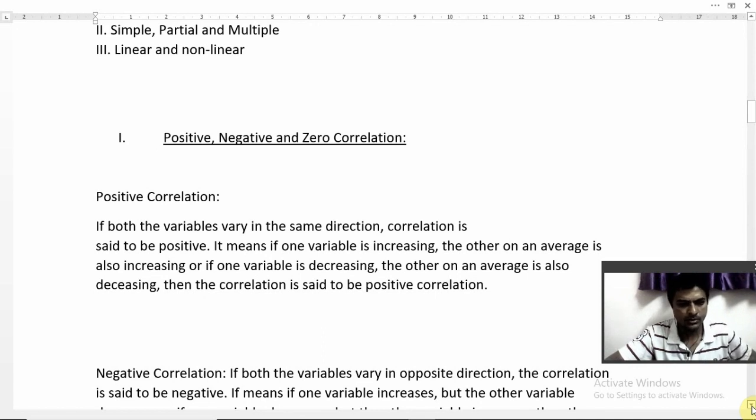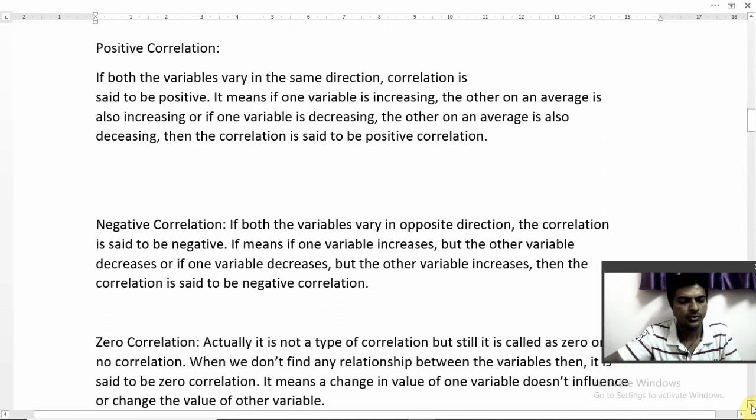Suppose positive correlation is there, so what does it say? If both the variables vary in the same direction. Yes, very very important. Suppose you have studied hard and you have practiced the problems, definitely you get a good result, it means it is a positive correlation. It means if one variable is increasing, the other one, on average, is also increasing. If one variable is decreasing, the other, on average, is also decreasing, then the correlation is said to be positive. So like this, we have the positive correlation.